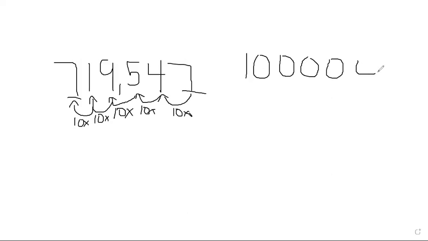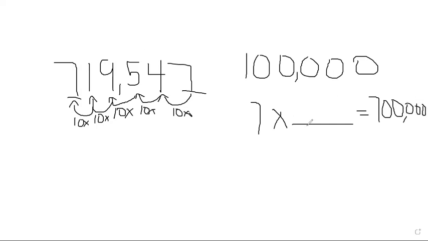3, 4, 5. So I'm saying that the 7 in the 100,000s place is 100,000 times greater than the 7 in the ones. And if I use multiplication, I can get the same thing. 7 times what equals 700,000? And that'll be 100,000. Yeah, my 7 doesn't look very 7.